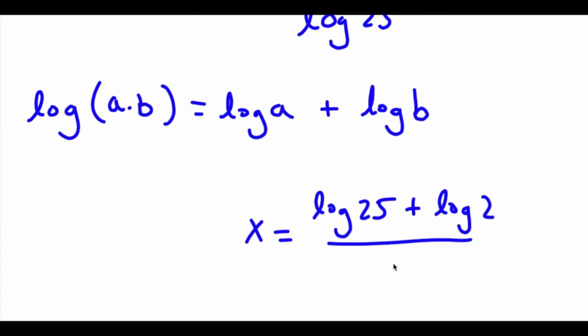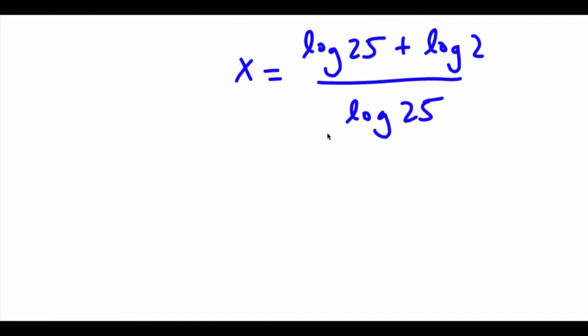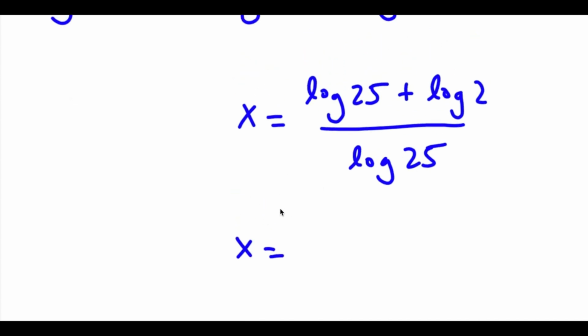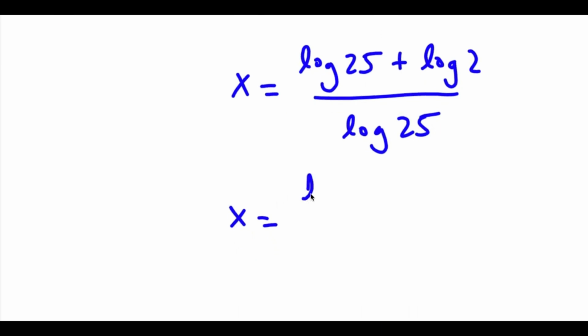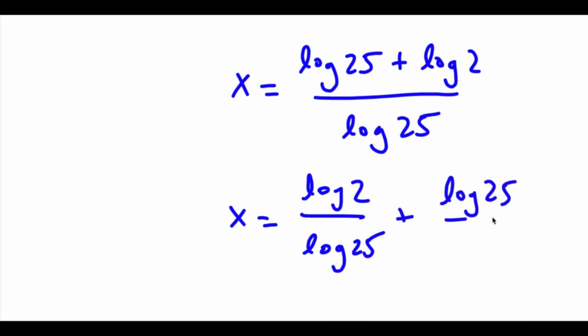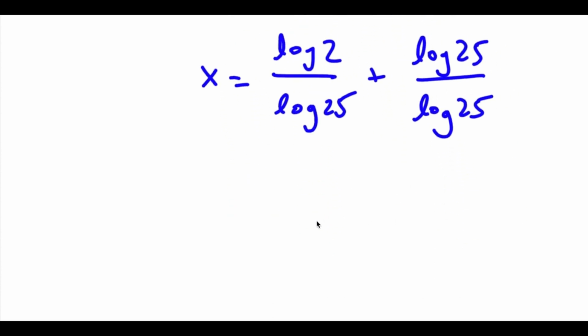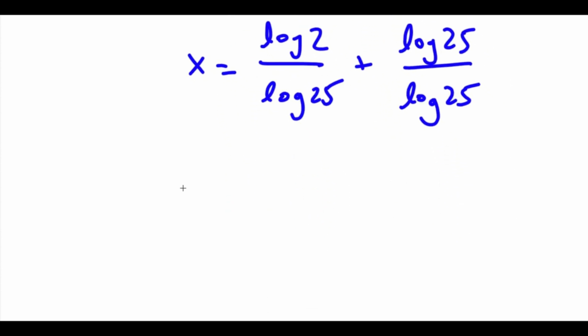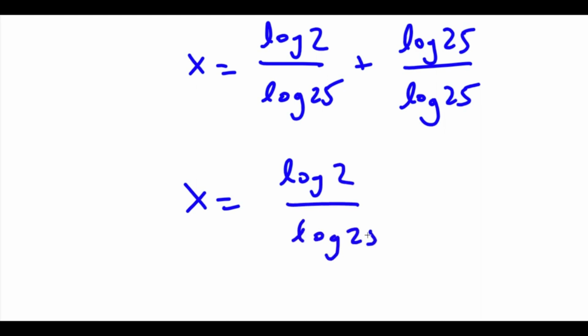And now I have this over log 25. So now this is the same thing as log 2 over log 25 plus log 25 over log 25. Now log 25 divided by log 25 is simply 1. So now I have log 2 over log 25 plus 1.